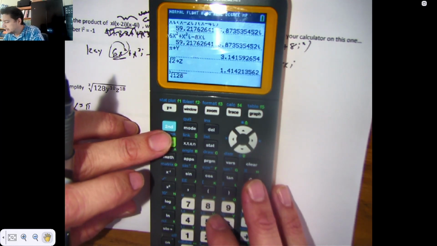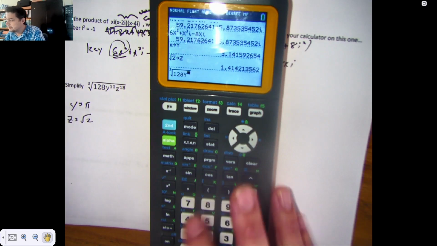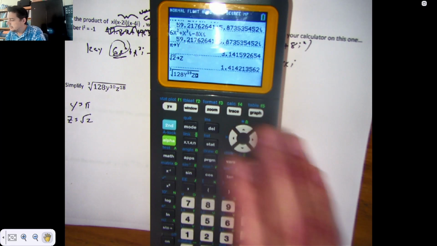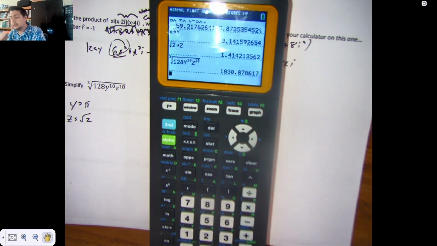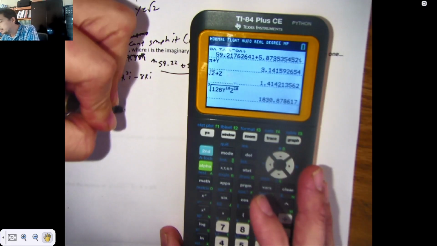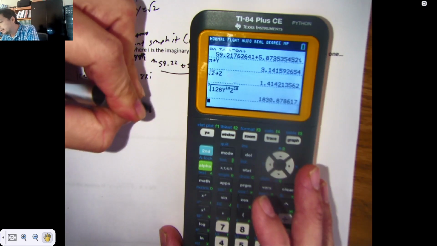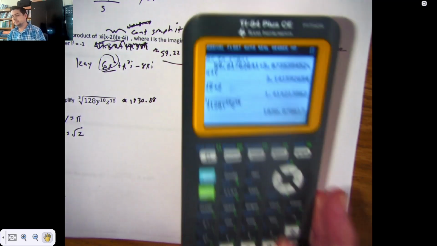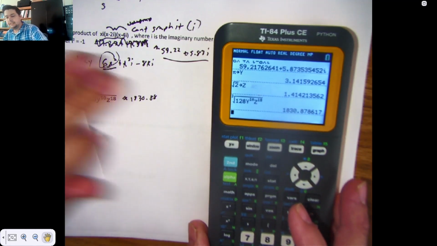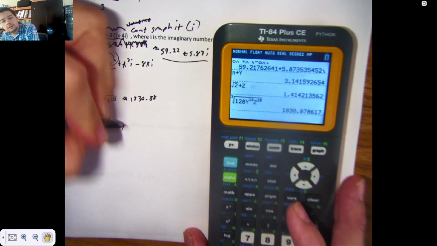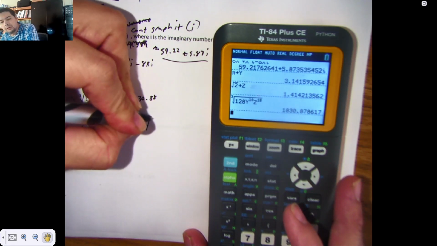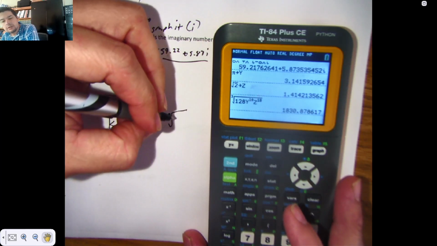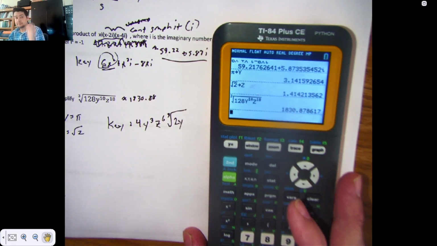What do we got first? We got alpha y. She is raised to the 10th power. Alpha z raised to the 18th. And if I just plug it in, I get about 1830.88. Now, what does my key say the answer is? My key says 4y cubed z to the 6th cubic root of 2y.